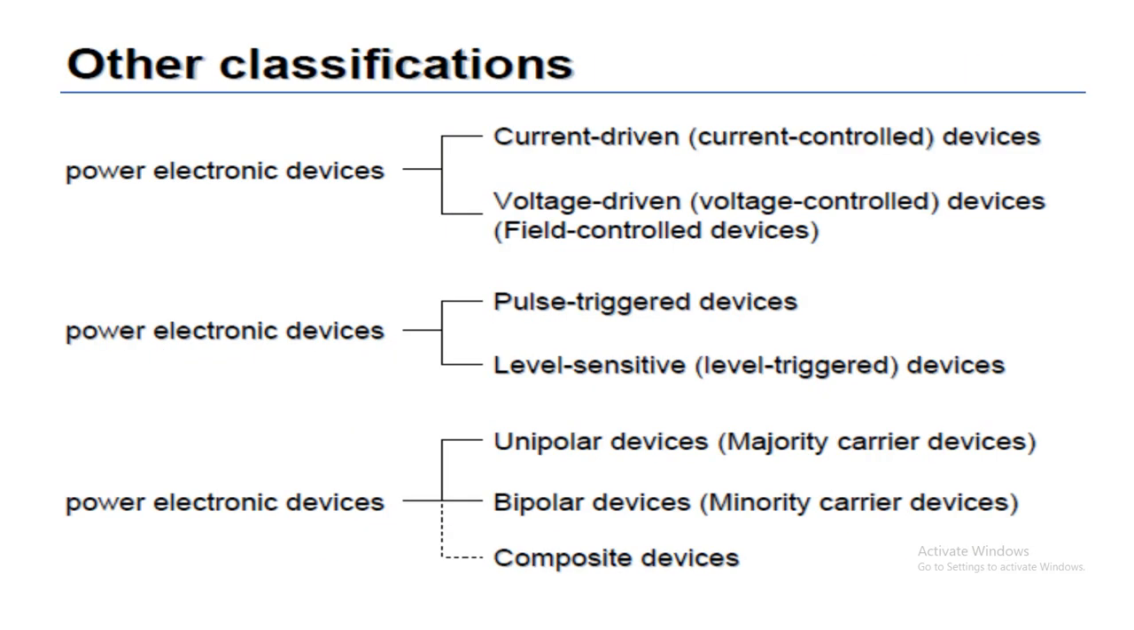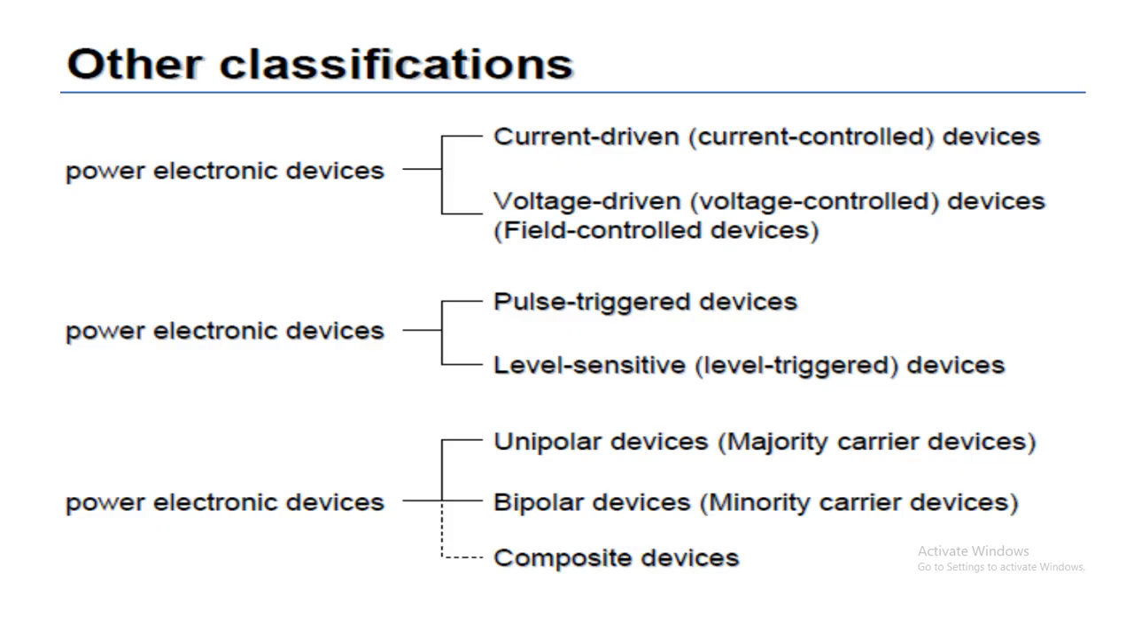The other classifications are current controlled devices and voltage controlled devices. Current controlled device means the control signal is a current. By varying that current, we can vary the output parameters, voltage or current. Examples of current controlled devices are SCR and BJT. In SCR, we vary the gate current to vary the conduction, and in the BJT, we vary the base current to vary the conduction.